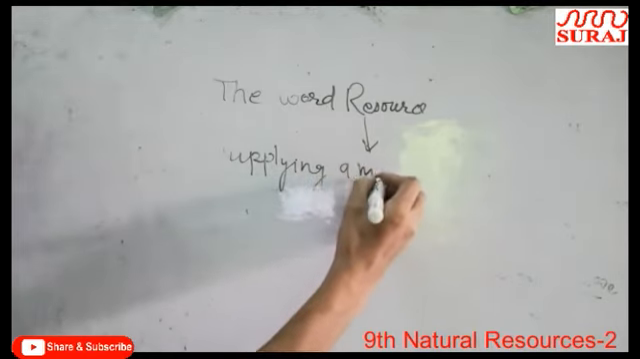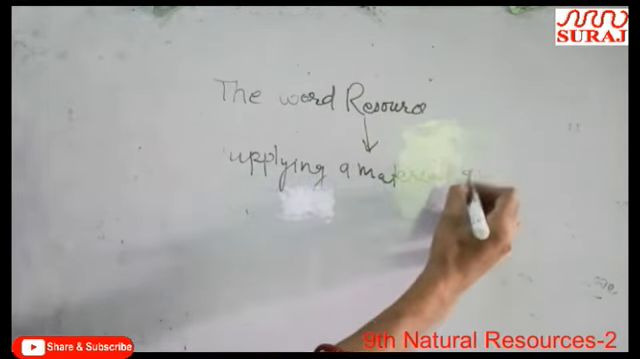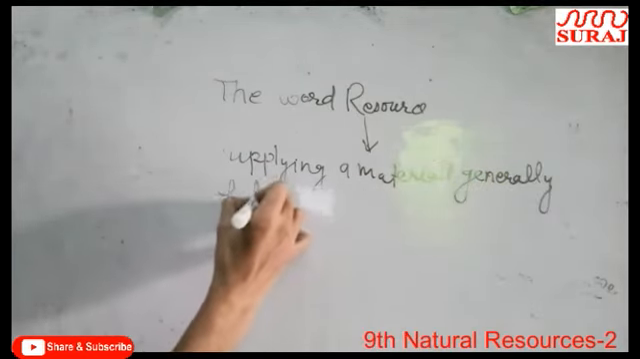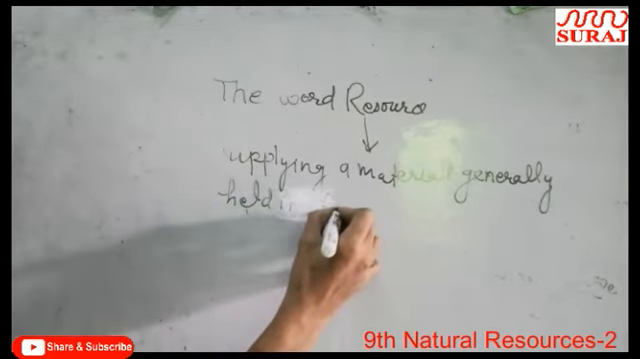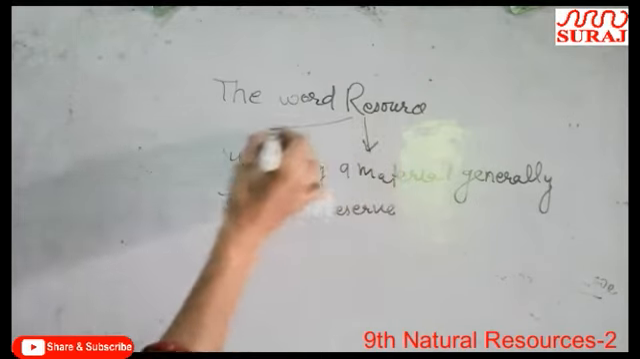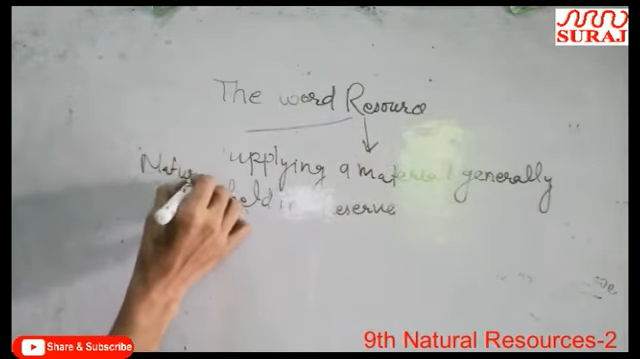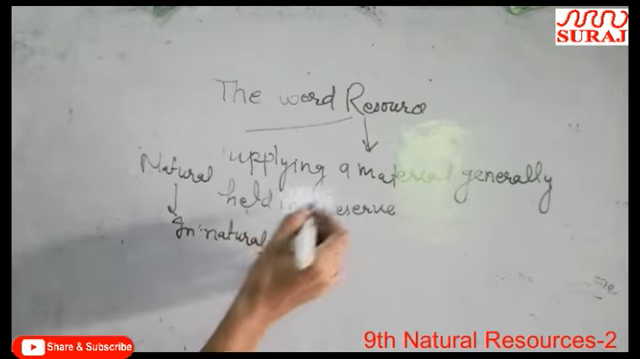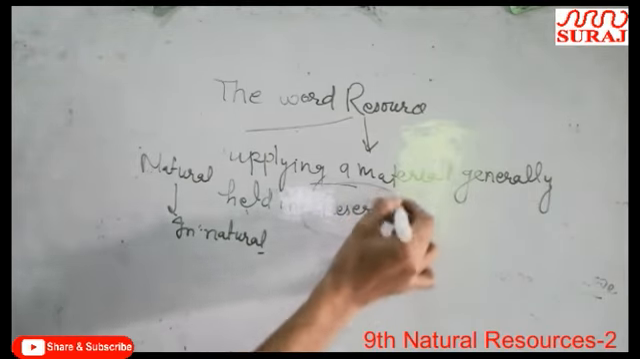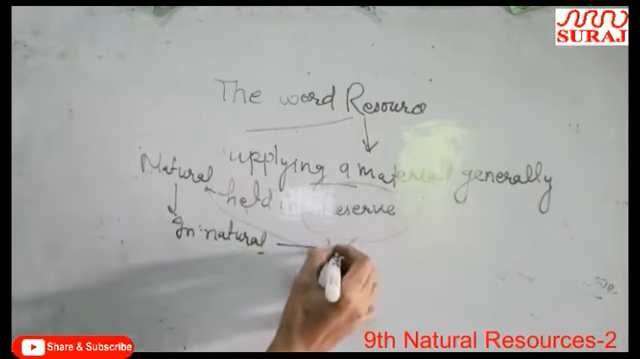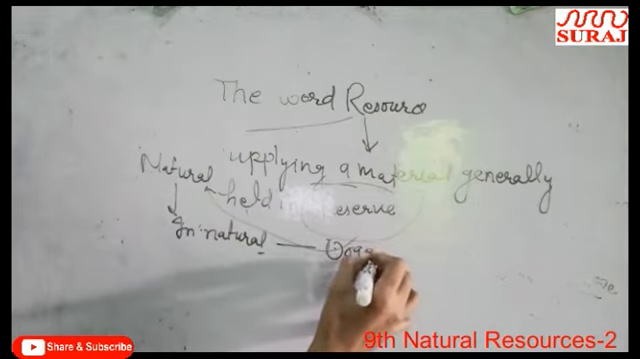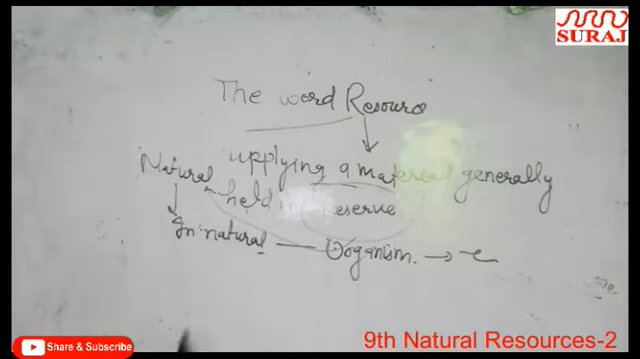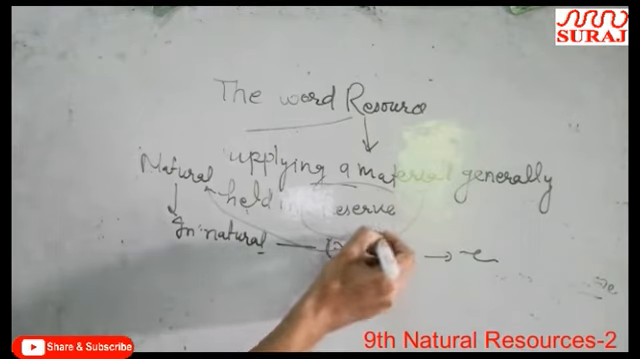a material generally held in reserve. And natural means in nature. The natural resources may be a material which is found in nature and used by organisms to survive on earth are called natural resources. आप natural resources को define कर सकते हो इस तरीके से भी.